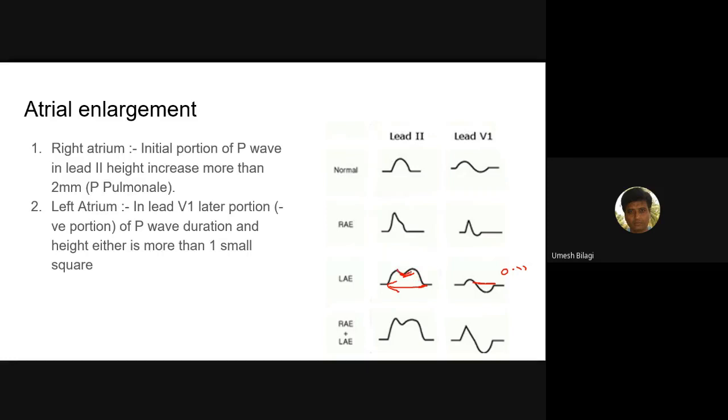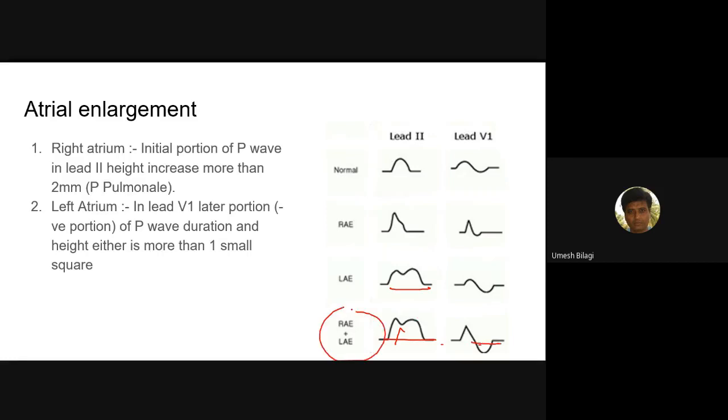There is a notch here. You can see this notch. P mitrale, you can see the notch with the wider P wave. Okay, P mitrale it is called. Both atrial enlargement will produce both height and width, and the negative deflection is bigger.